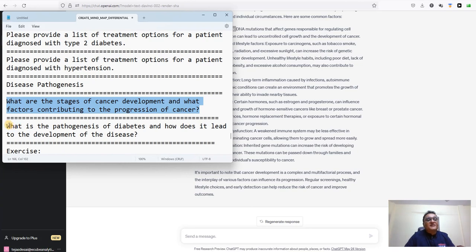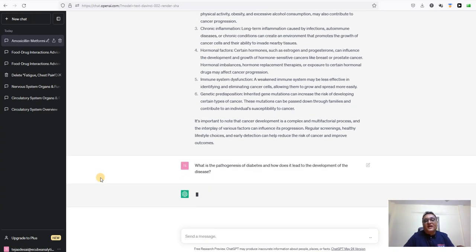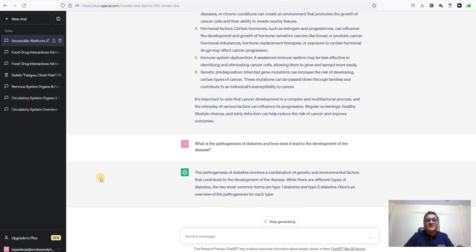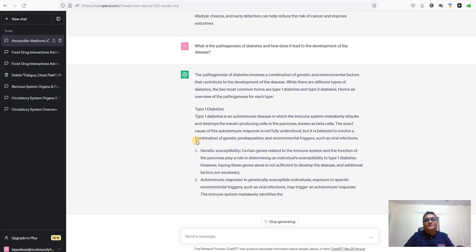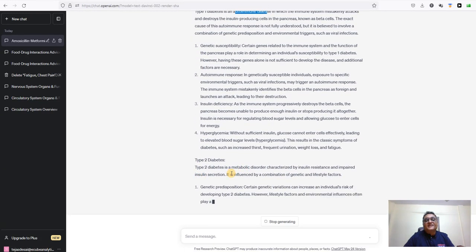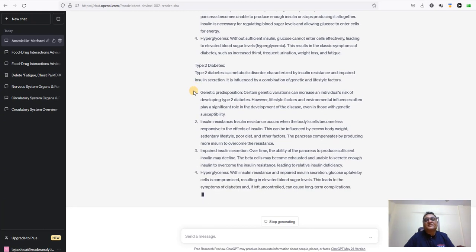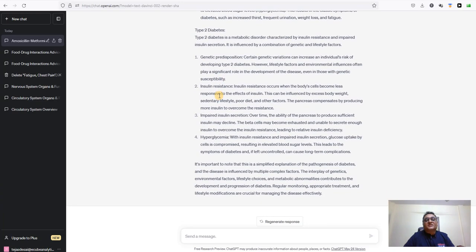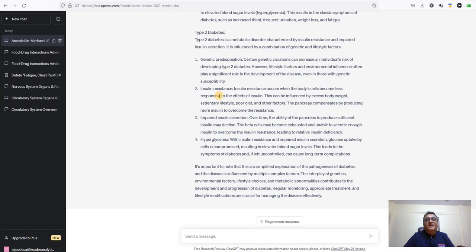Okay, now let me take another case. Cancer is one big killer in India. Similarly, diabetes is another big killer in India. So, what is the pathogenesis of diabetes and how does it lead to the development of the disease? How does diabetes come into the picture? Type 1 diabetes is basically an autoimmune disease, while type 2 diabetes is a metabolic disorder characterized by insulin resistance and impaired insulin secretion.